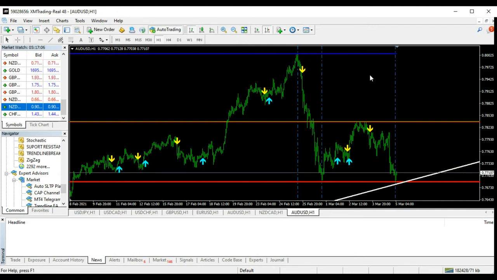Let's say it's going to break this resistance. It's going to go. We can talk about 200 pips moves from this junction, traveling on this white line, which I drew here. The first thing is to try to know where the market is going exactly. This is what I've always been talking about.